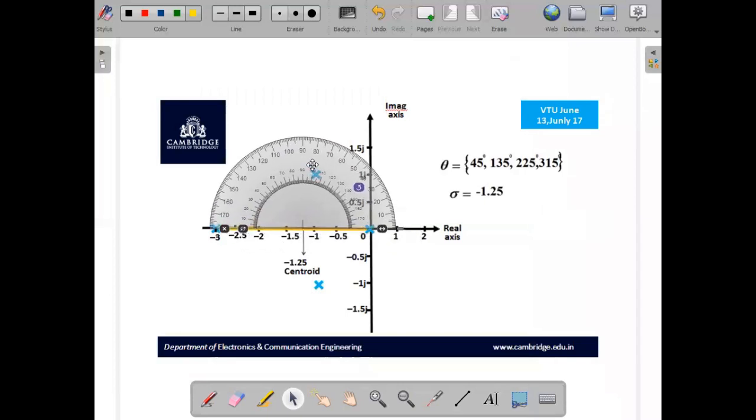and with the centroid at minus 1.25 as the center of the protractor, I've placed the center of the protractor exactly at the centroid, which is marked at minus 1.25. This is your reference. Now we have to mark 45 degree first, the first angle of asymptote, exactly 45 degree. This is exactly 45 degree. Let us represent the angle of asymptotes.